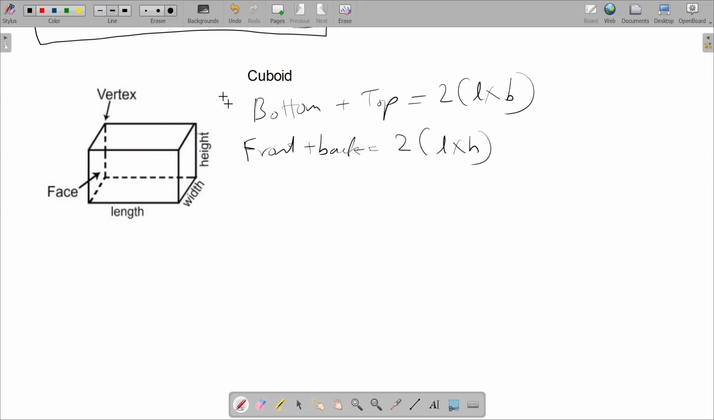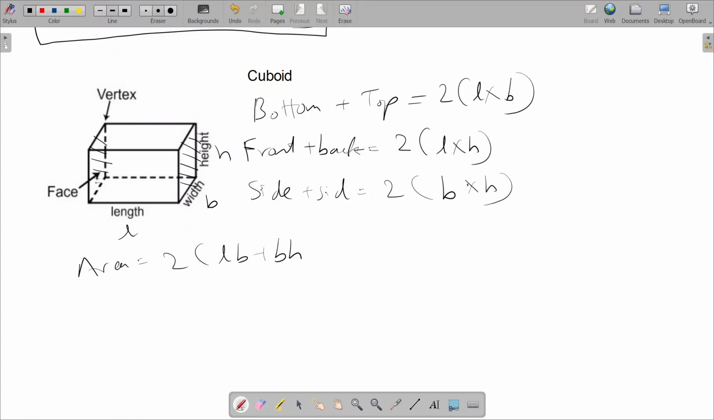And now we'll have the side area. If we take the side area, side plus side is width into height, BH and LH. So L is length, width is B, and height is H. So take care of these notations. So copy this. So the area is twice bracket LB plus BH plus LH. Okay, so this is the area, and we'll find the volume.